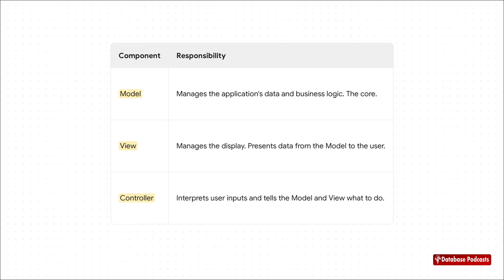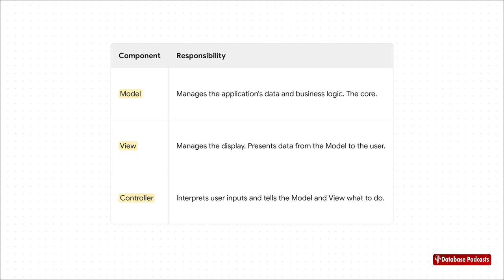First, you have the model. It's the brains of the operation. It manages all the application's data and all the business logic. It has zero idea what the user interface looks like. Then you have the view. The view is the pretty face. Its only job is to present the data from the model to the user.